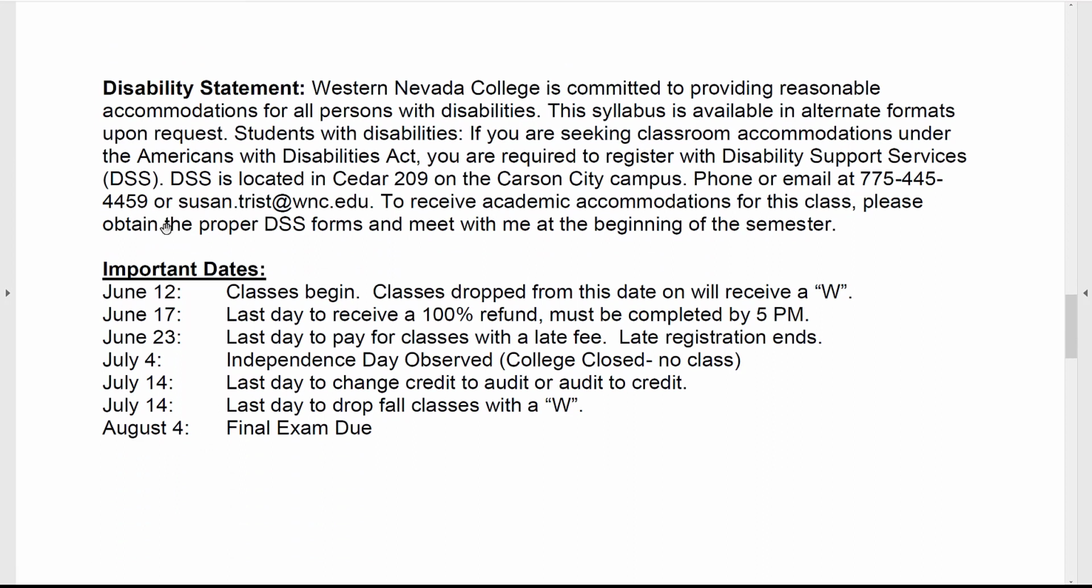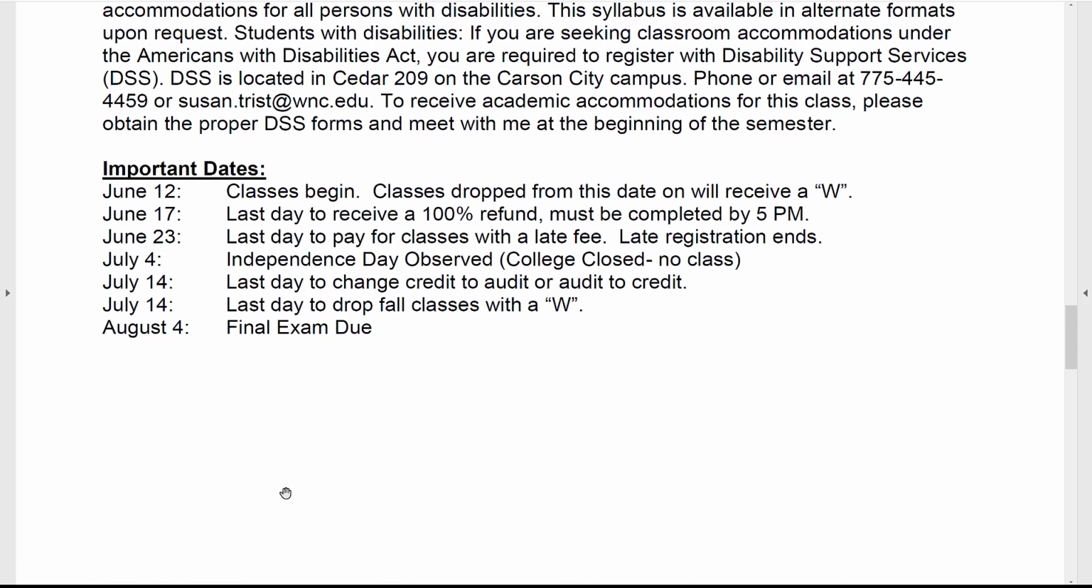I'm pretty sure these dates are accurate. I pulled them off the college website. These are important days, so just be aware of how dates are coming up if you need to make changes with the class. And I encourage you, if you don't feel like you're going to be able to pass the class, switch to an audit instead of a grade. It just works out better for everyone involved.